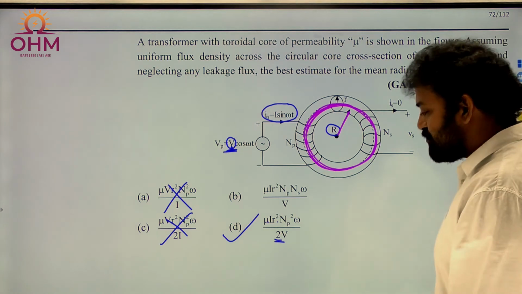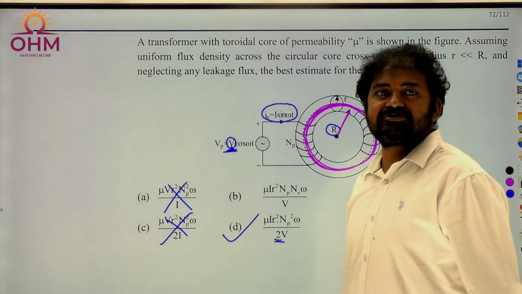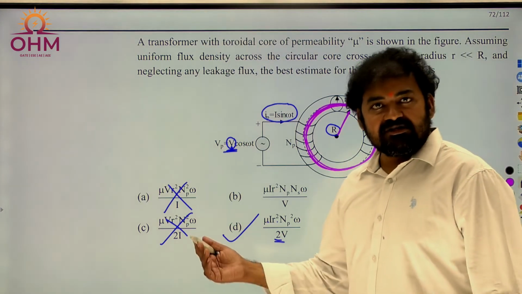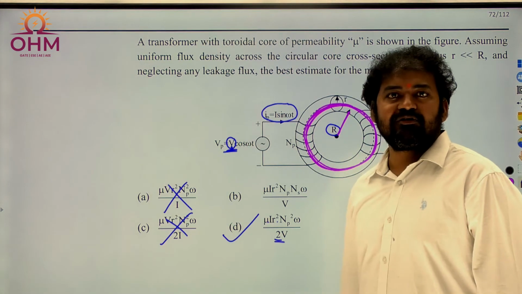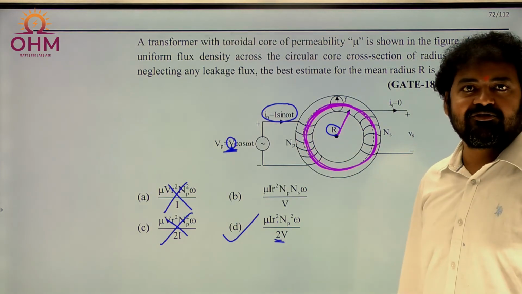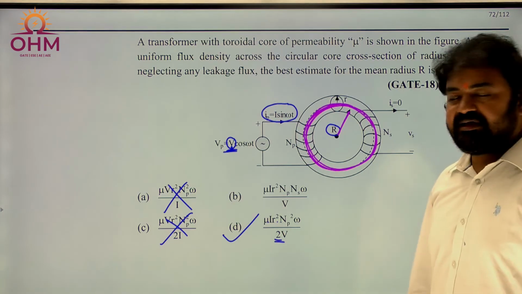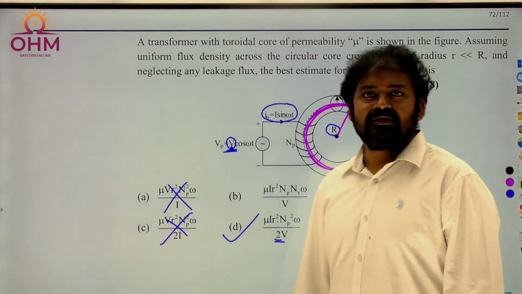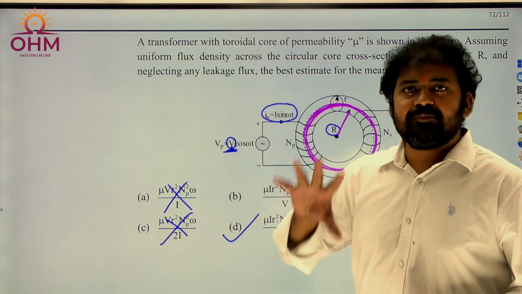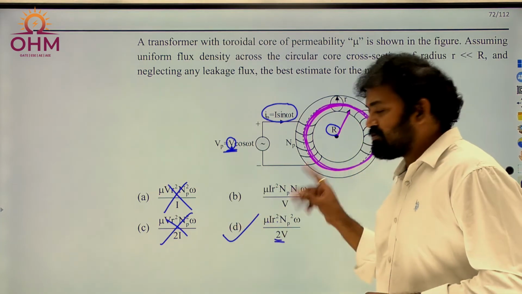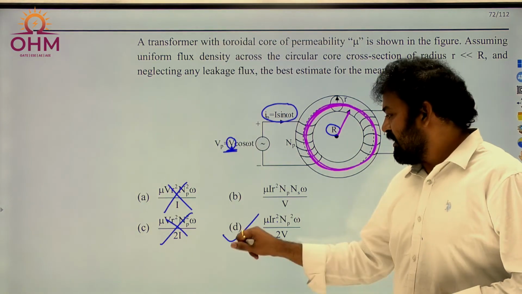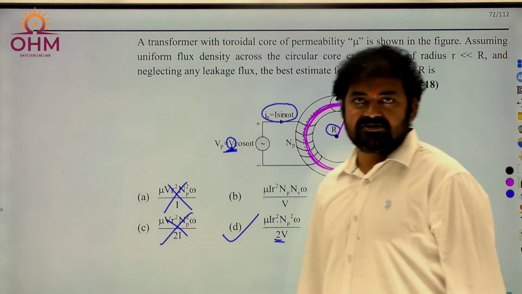There are multiple ways to answer this question. I answered this question using voltage equation. You can also answer this question from flux density point of view or flux point of view, magnetizing current point of view. Various procedures are there. I just used voltage equation. See, thing is that first write voltage equation, try to get every parameter according to the options. All right. So whatever parameters you have in the options, they should be there. And I found option D is the correct answer. Okay, right.